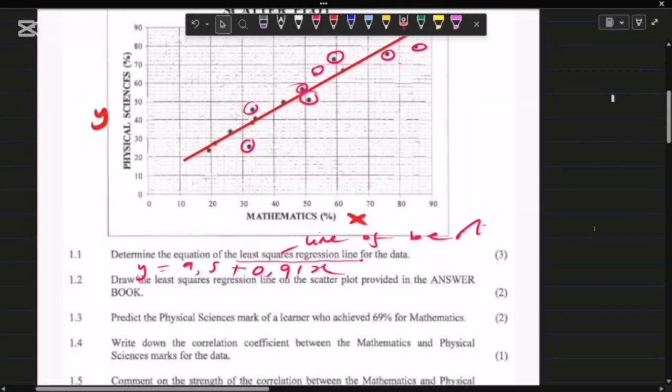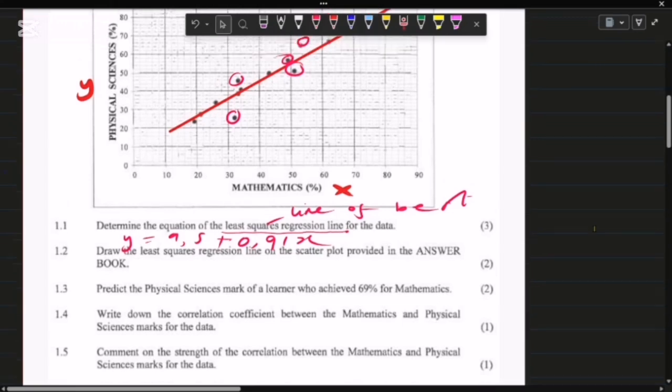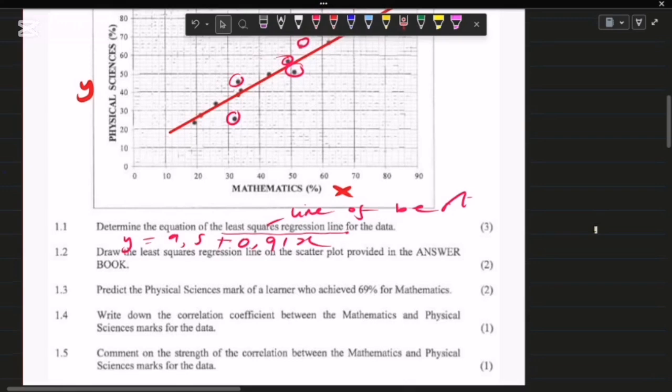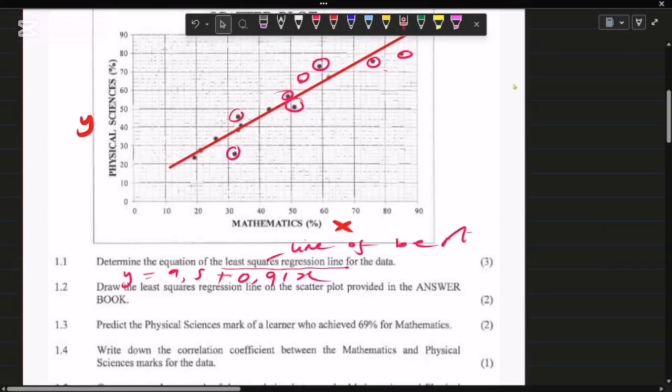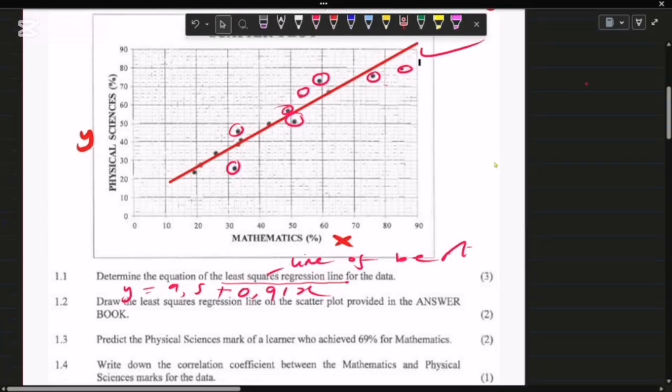And then question 1.2, they say that we must draw the least squares regression line on the scatter plots provided. Now we have already done that. So this is what we did over here. Okay, that is done already.